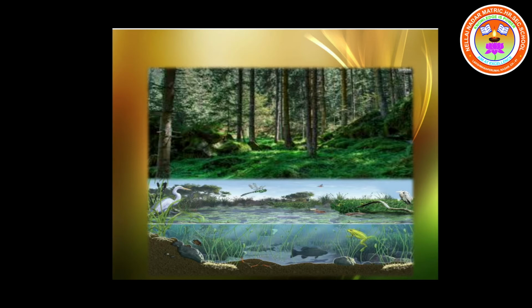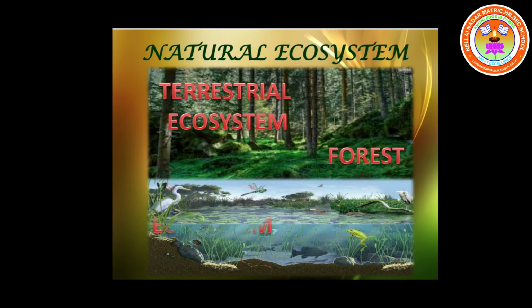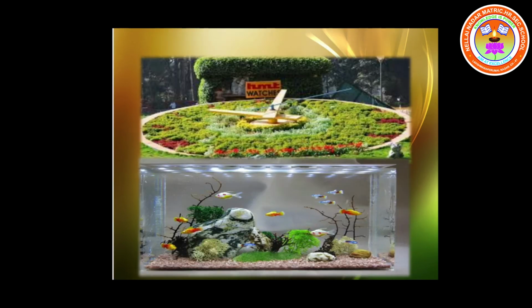Okay. Now let us see in detail about natural ecosystem. Natural ecosystem is broadly classified into two types. One is terrestrial ecosystem, example, forest. Second one, aquatic ecosystem, example, pond. So natural ecosystem is classified into two types: terrestrial ecosystem, example forest, and aquatic ecosystem, example pond.